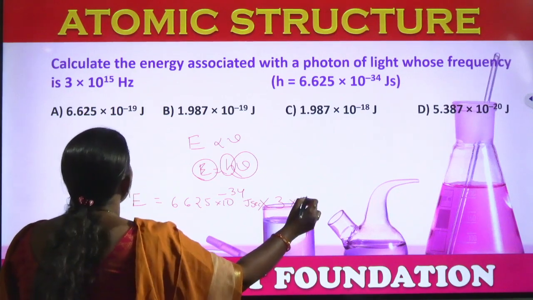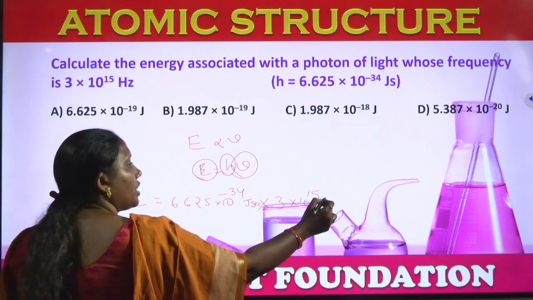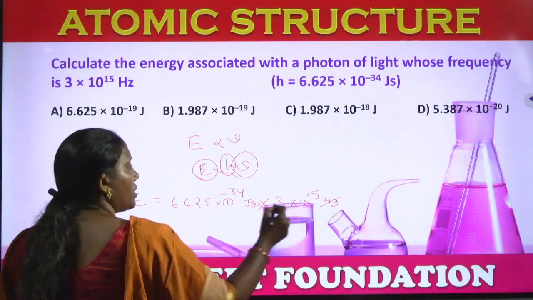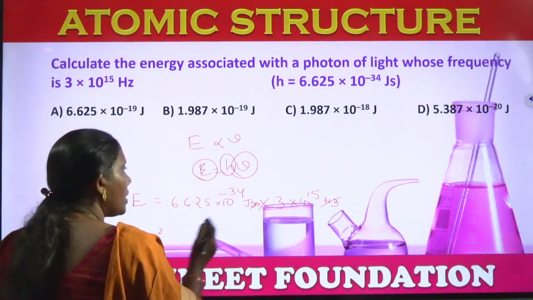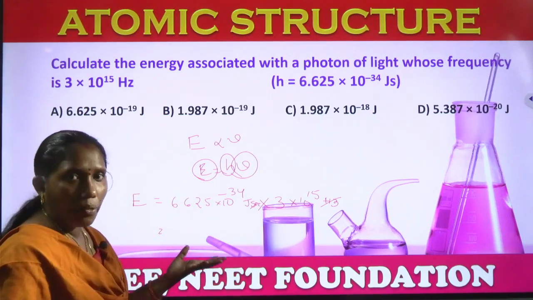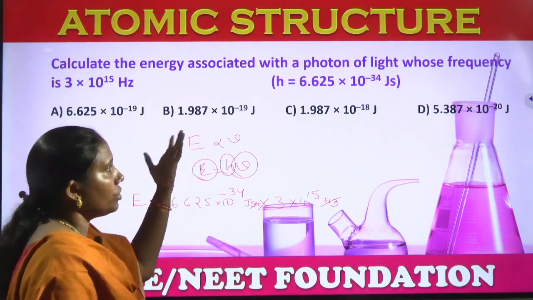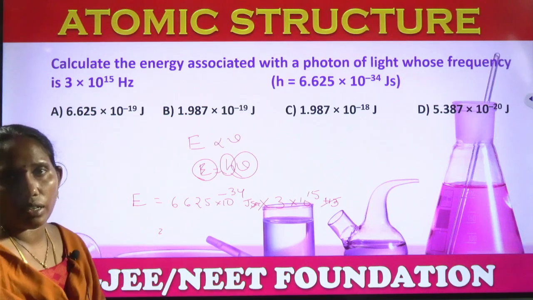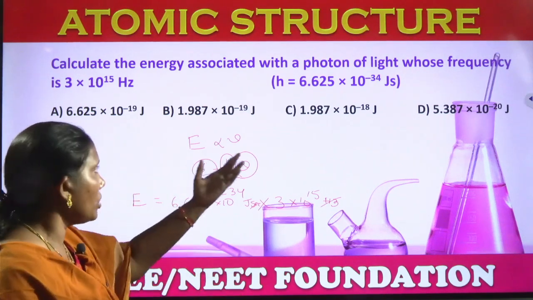3 into 10 to the power of 15 hertz. Hertz is nothing but second inverse, so the hertz and the seconds get cancelled. If you multiply 6.625 with 3, we will get the answer. Then we have to choose the correct answer. Do this multiplication and find out the correct option.